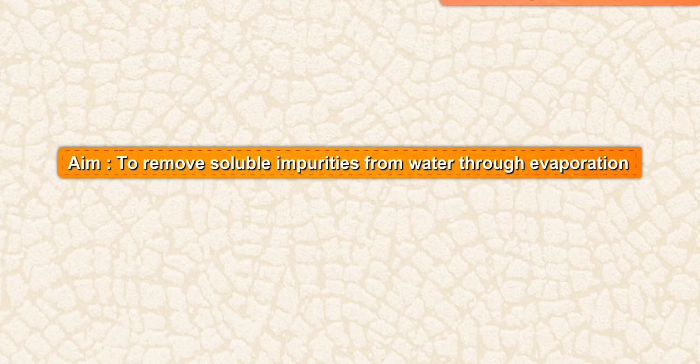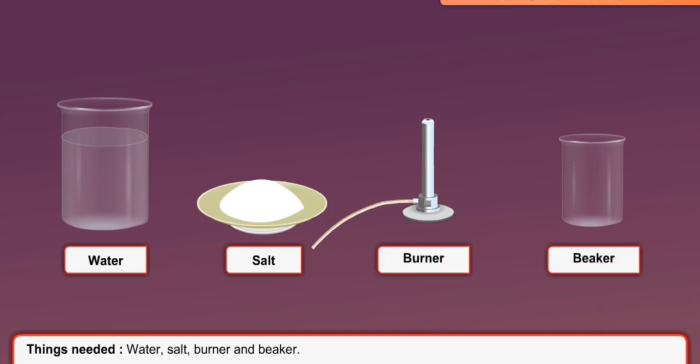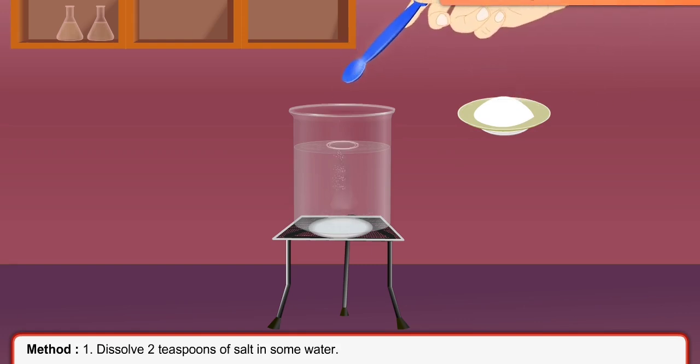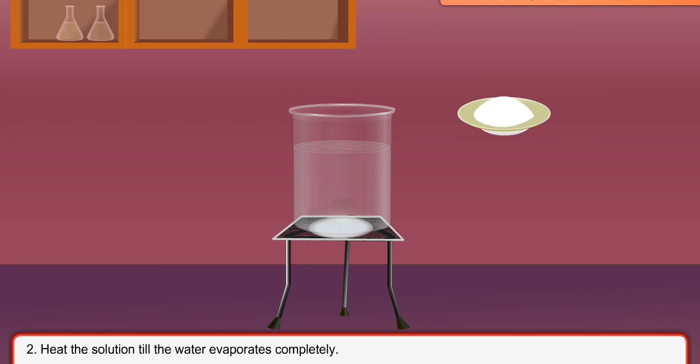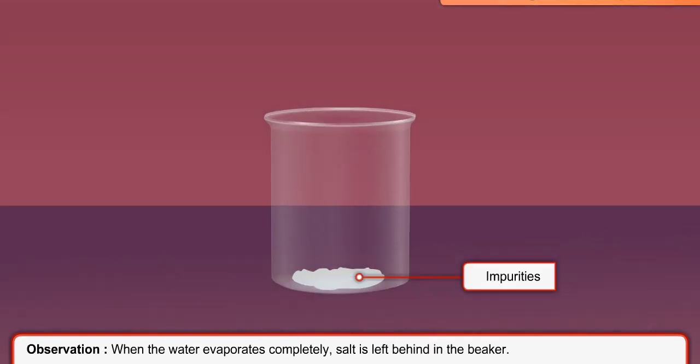Let's experiment. Aim: to remove soluble impurities from water through evaporation. Things needed: water, salt, burner, and beaker. Method: 1. Dissolve 2 teaspoons of salt in some water. 2. Heat the solution till the water evaporates completely. Observation: when the water evaporates completely, salt is left behind in the beaker.